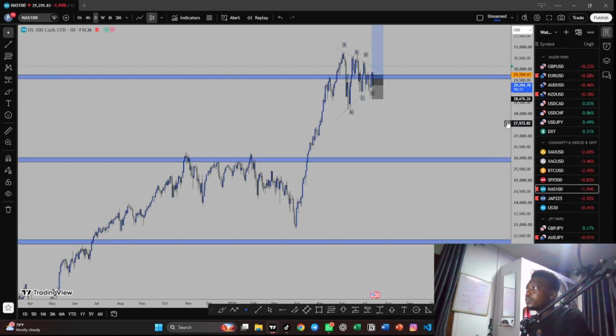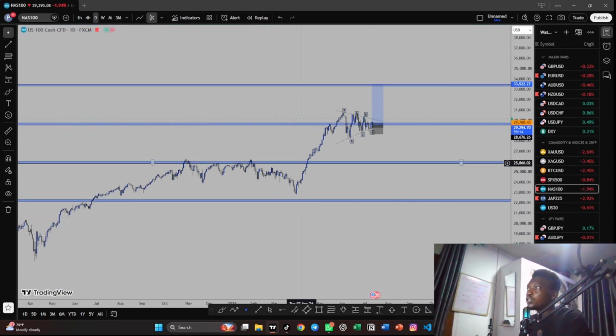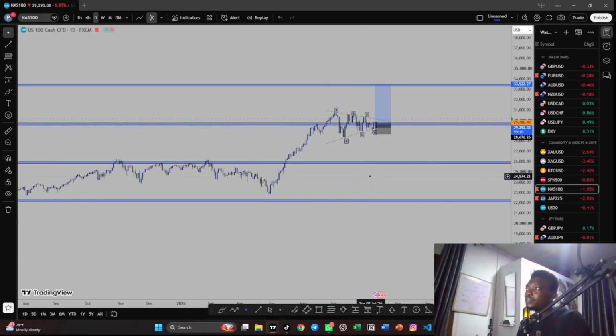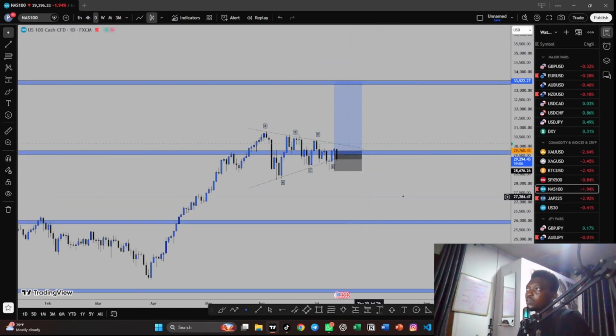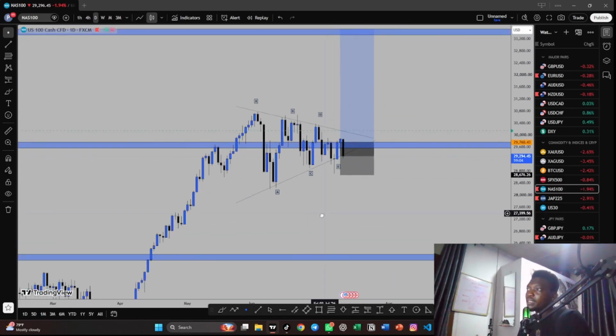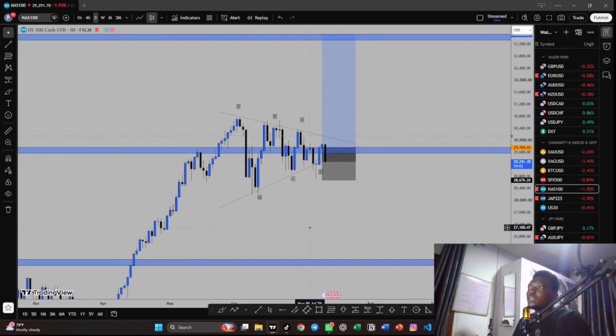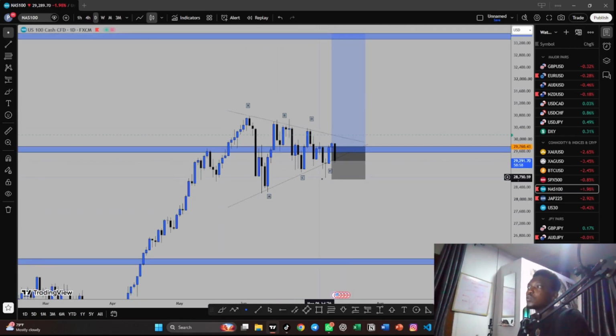NAS 100, I'm currently on this position. Similar pattern with what we just saw on S&P 500. You can see this ABCD I just spotted. This is one of the wave patterns that we can use when trading this type of pattern. So I'm expecting markets to actually push from this point E. So currently now we are still running in loss.